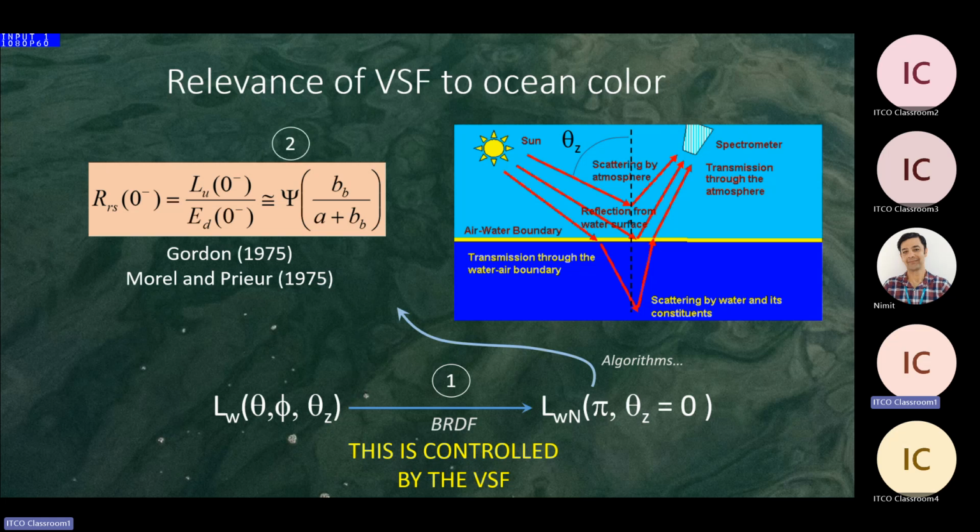Also, this proportionality between bb over a plus bb and remote sensing reflectance is dependent on the VSF, and you have to make some assumptions about the VSF in the algorithms. And then obviously the backscattering coefficient is directly derived from the VSF.